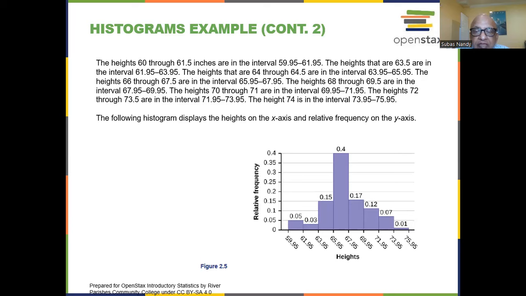The vertical axis is relative frequency, which is the frequency in each class divided by the total number of frequencies. This type of diagram, with adjoining or adjacent vertical rectangles touching each other, is called a histogram. The following histogram displays the heights on the x-axis and the relative frequency on the y-axis, or the vertical axis.